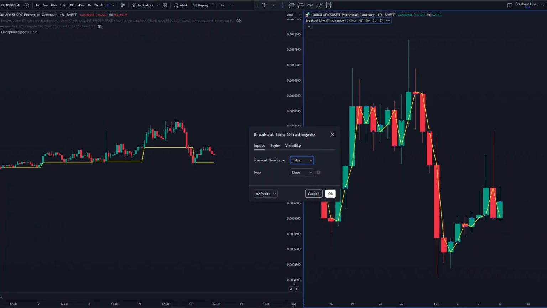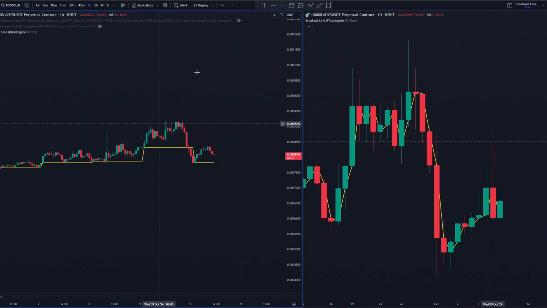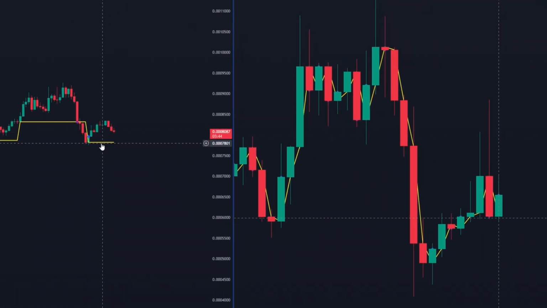I'm gonna set 1 day and I will leave close. This is the daily time frame and this is the 1 hour time frame. As you can see, the line is here and it represents the closing level of the previous candle. This is the previous day's close level, here is the previous, and so on.